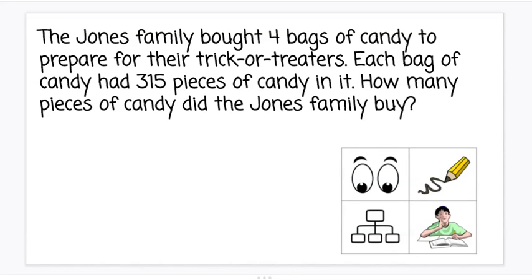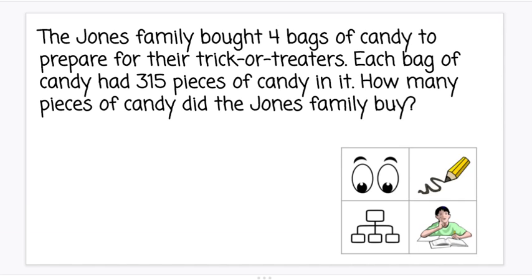All right, today we're going to solve some more word problems using our four-step problem-solving method. Remember, the first step is to read the problem 2 times. Our second step is to circle and underline important information. Our third step is to draw a visual model. And our fourth step is to solve and check our answer for reasonableness.